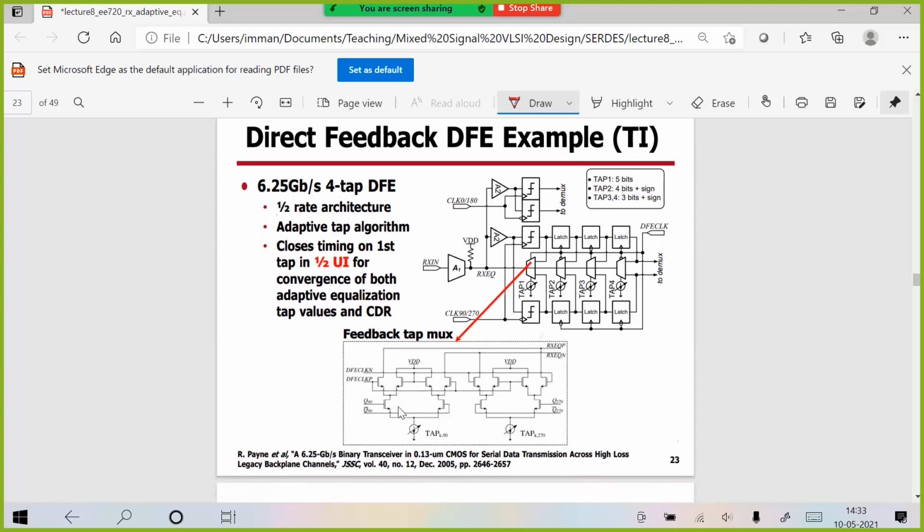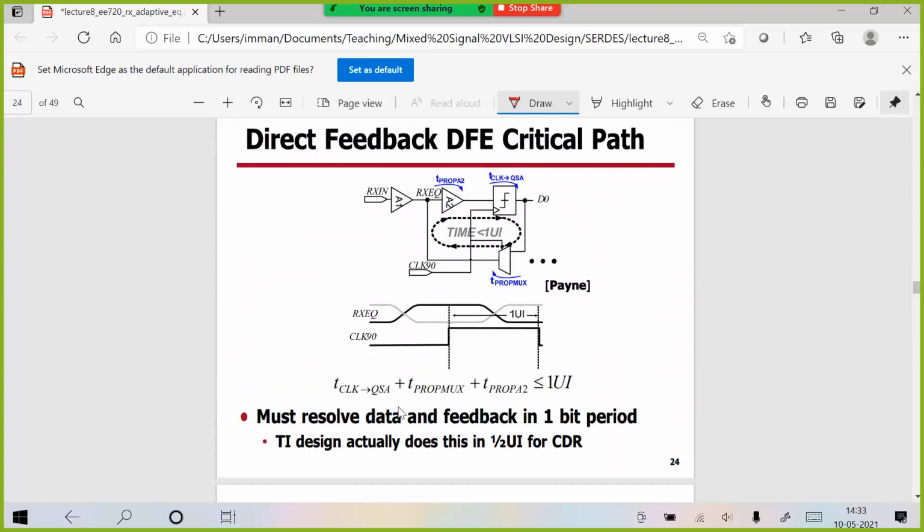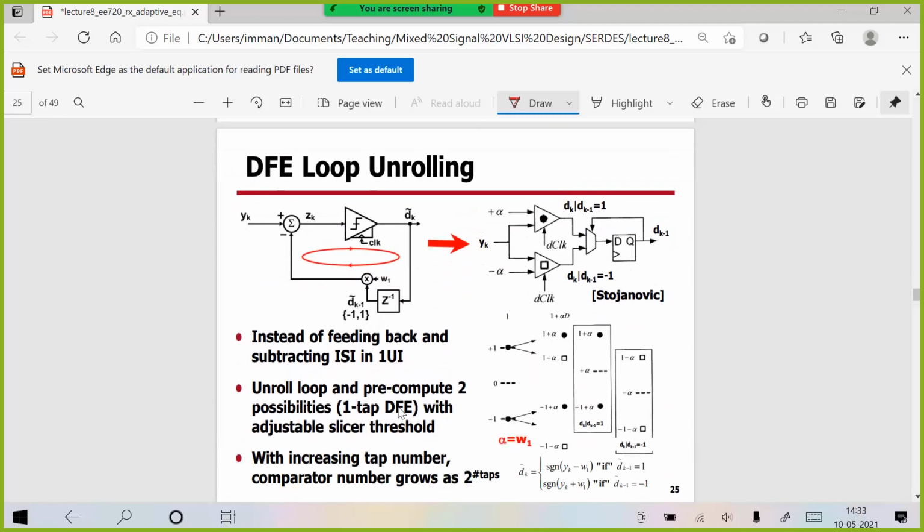All right. Now this is the critical path. You can see that there is a propagation delay here. You have the clock to Q delay here, and then the propagation delay of the mux, and then this whole thing. This whole thing plus setup time should be less than 1 unit interval. Okay. So this is your critical path, and again the critical path is explained here, right?